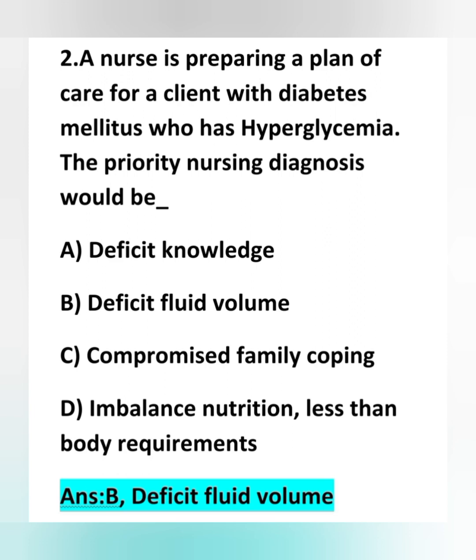So the first nursing diagnosis will be deficient fluid volume, and option D, imbalanced nutrition less than body requirement, will not come. Why? Polyphagia is one of the classical symptoms. So the patient has excessive hunger, which leads to increased appetite for the patient. So imbalanced nutrition will not come over here, but deficient knowledge and compromised family coping can come, but the priority is deficient fluid volume. Okay, option B is correct over here.